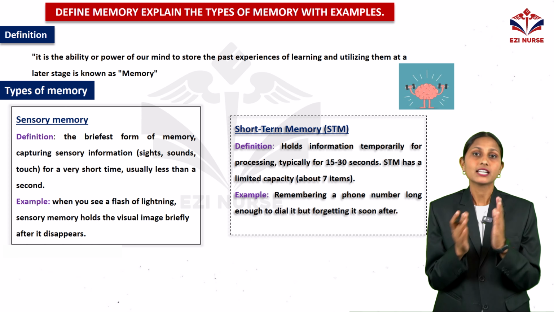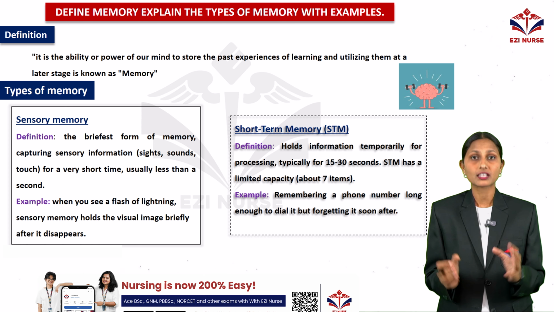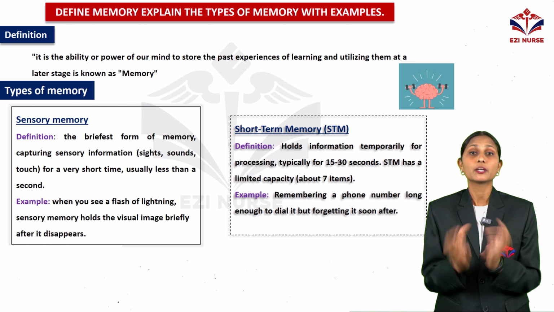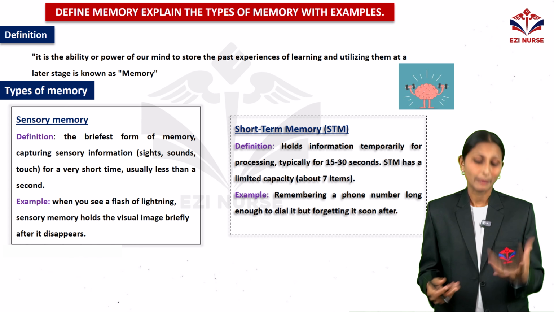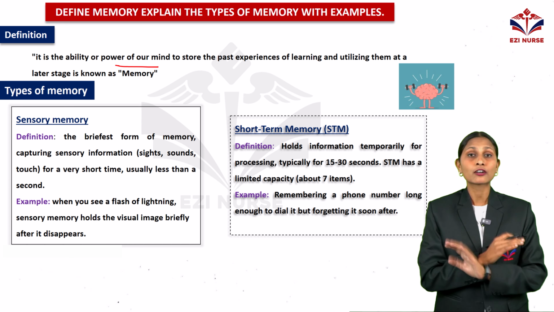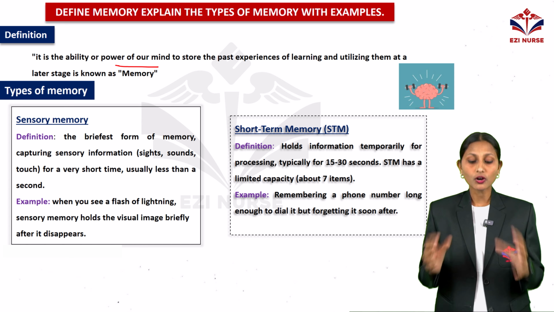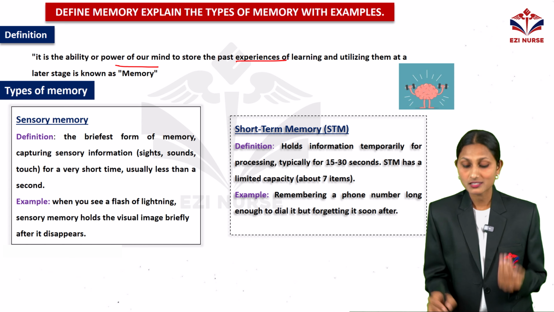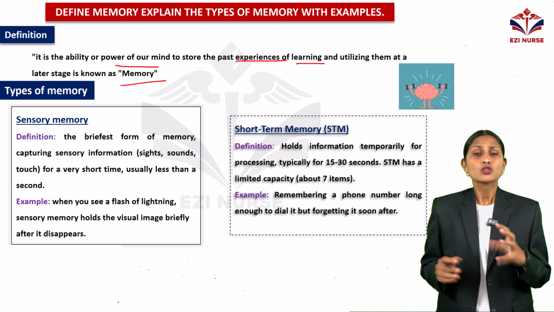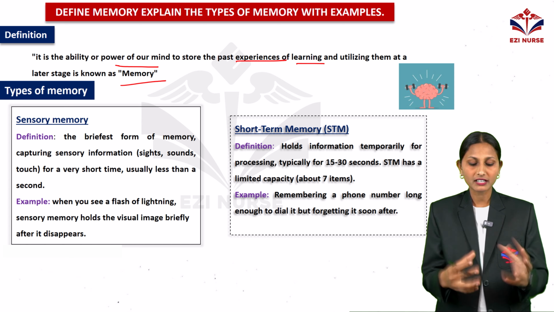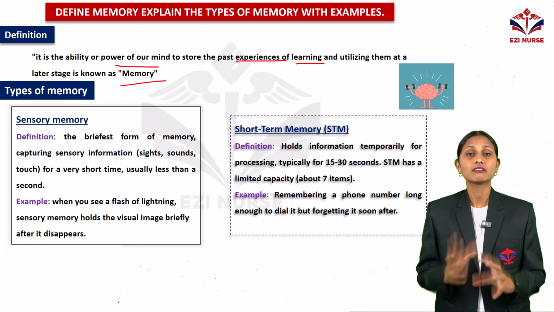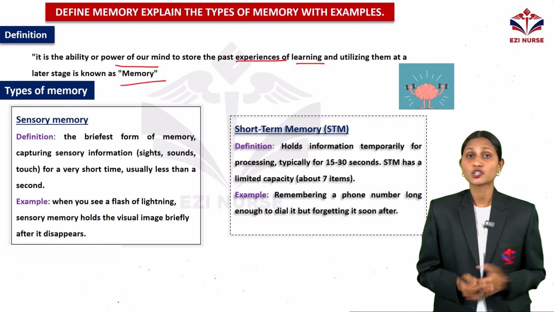We have our brain, but memory is a totally different thing. It gets developed by our experiences and our learning, and we store information in our brain. That is what memory is. It is the ability or power of our brain, a power which we cannot see. It is a power of our mind to store past experiences of learning and utilize them at a later stage. Whenever we require that learning, we can revise it and perform the activity with the help of memory. So that is the definition of memory.